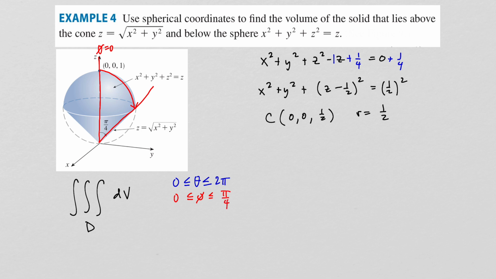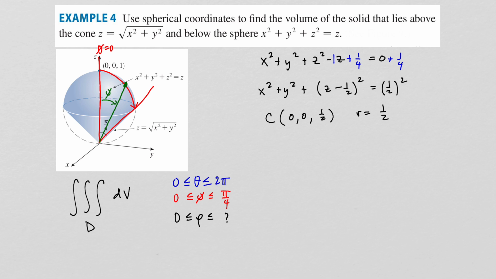And then what is rho? Well, let's think about it this way. Rho is the distance from here to any point on this sphere or within this sphere. So clearly the minimum length of rho is going to be 0. So we know that rho is going to be between 0 and something. But what is the biggest that rho can be for a particular angle phi?